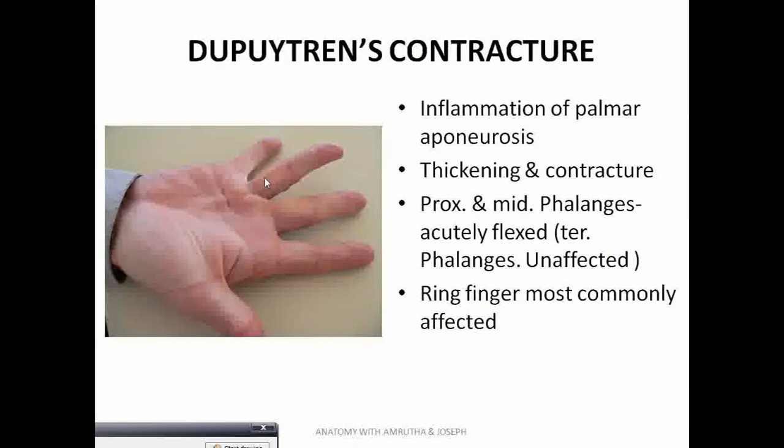Now Dupuytren's contracture is an inflammation of the palmar aponeurosis that leads to contracture, and there will be thickening and contracture of palmar aponeurosis affecting proximal and middle phalanges, which are acutely flexed, and the ring finger is most commonly affected. So this happens due to or after the effect of inflammation to the palmar aponeurosis.